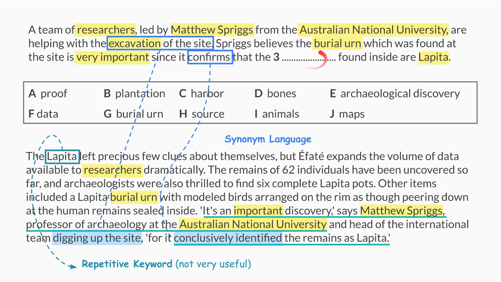What was found? The remains were found. You see, when they dug up the site, when they excavated the site, they found something. And what they found were the remains of the Lapita people. Okay, so that is what they're saying over here, that the remains that they found inside were from Lapita people. So the correct answer is going to be remains. That is synonym language for bones. Okay, bones, fossils, something like that. Those are synonym words for each other.